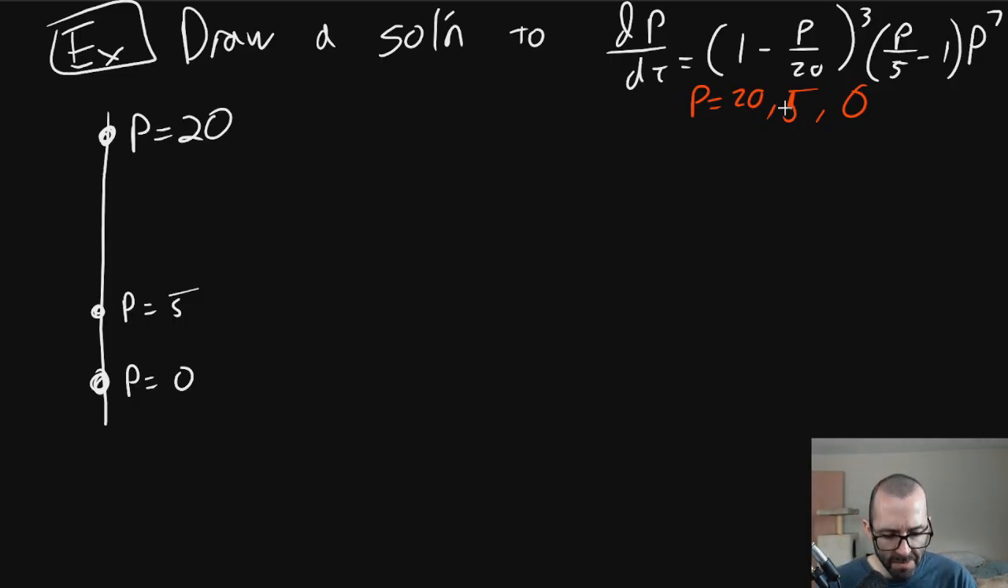So that's pretty powerful. So we can just pick any point between 0 and 5, like p equals 1. If p equals 1, right, this is positive, this is negative, and this is positive. So if p equals 1, we have positive. The function's increasing here. If p is -1, right, this is positive.